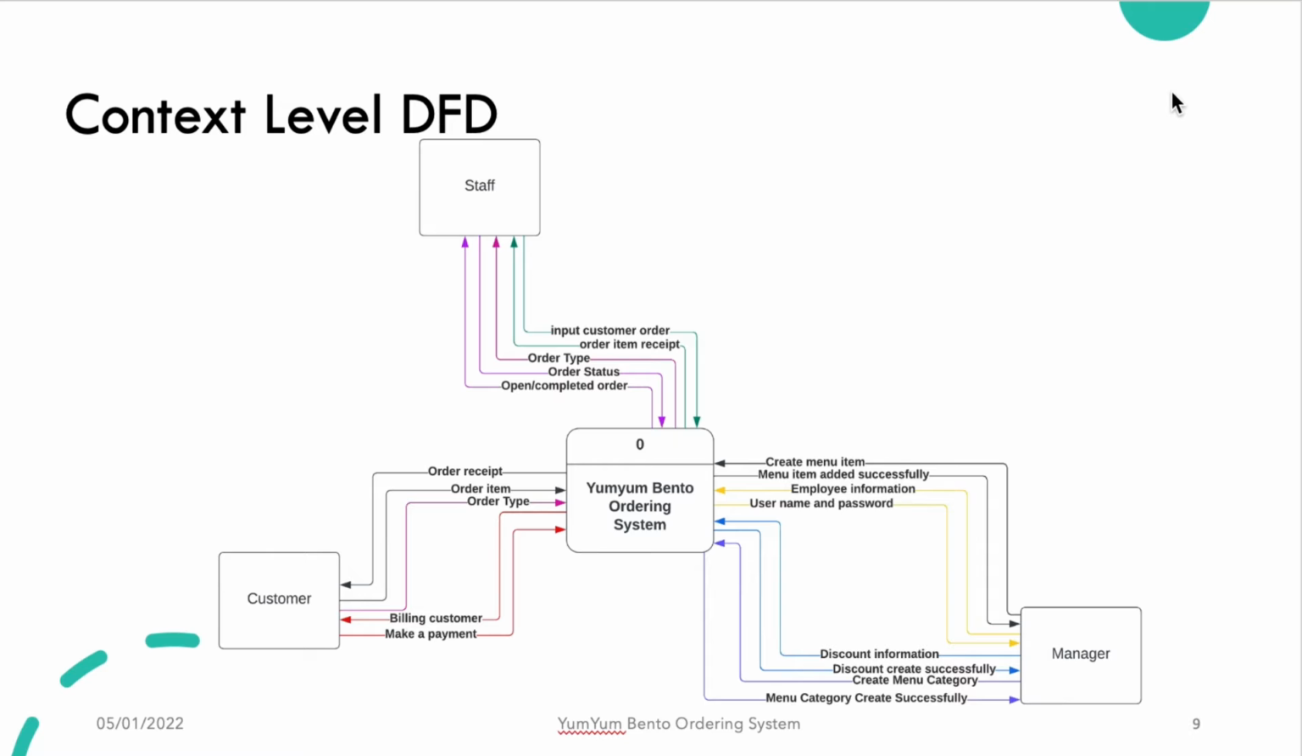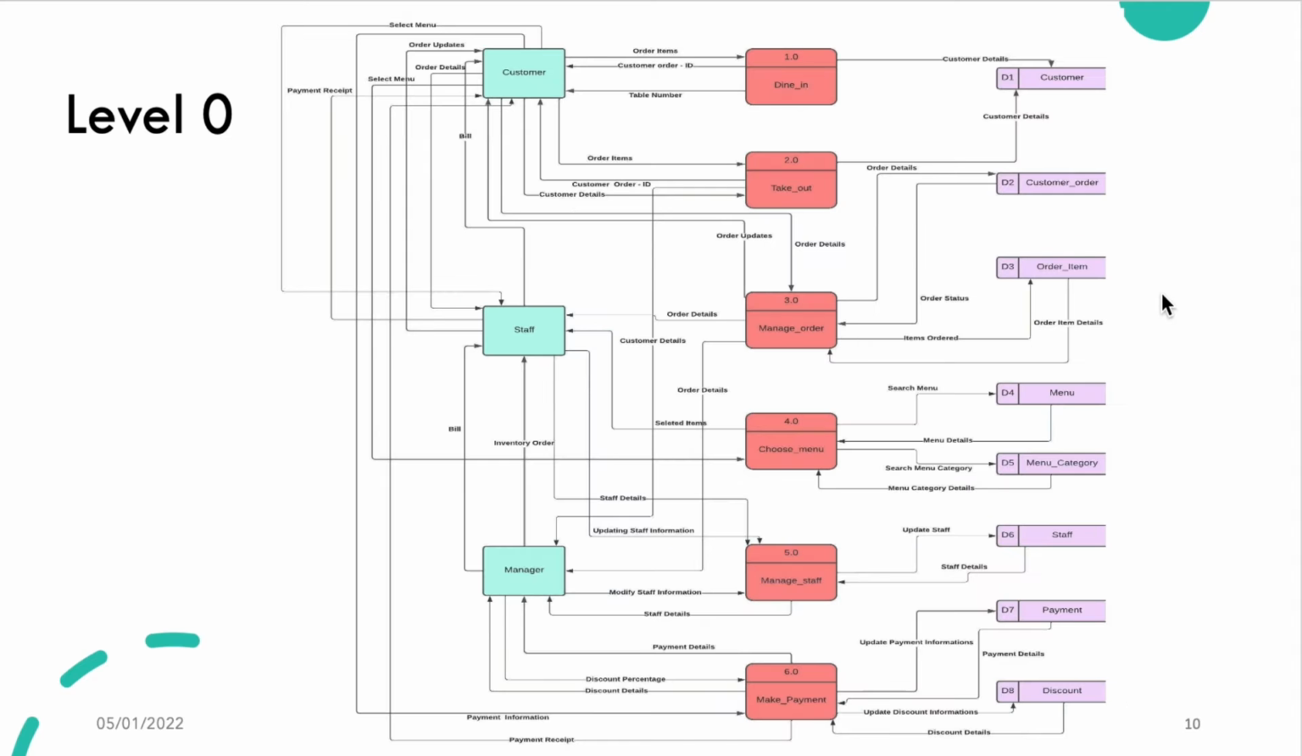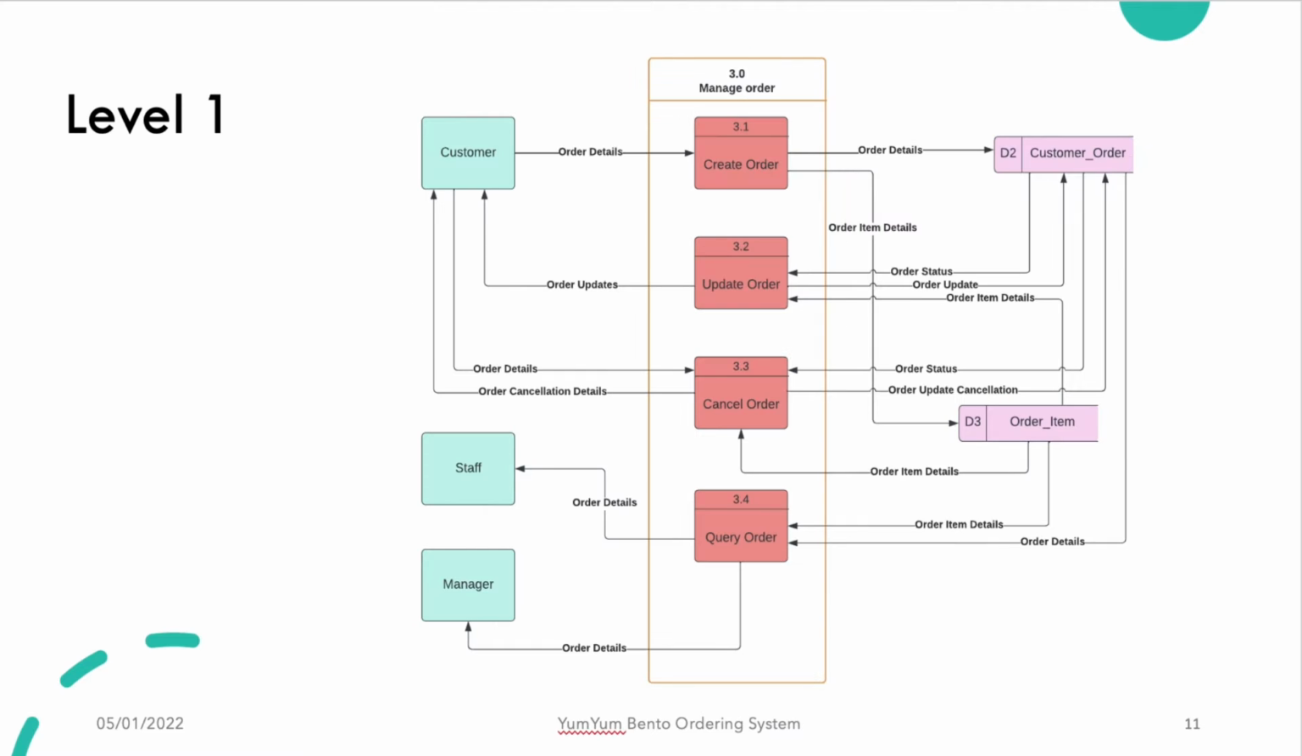In this slide, we have designed the context level DFD. You can see the staff, YumYumBento ordering system, manager, and the customer. And in this slide, we have designed the level 0 DFD. This slide talks about the level 1 DFD.